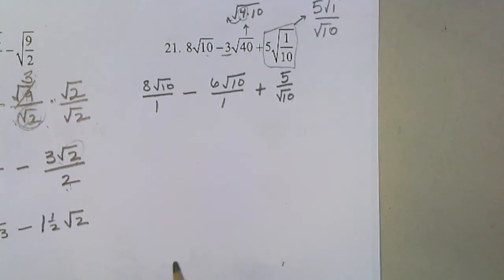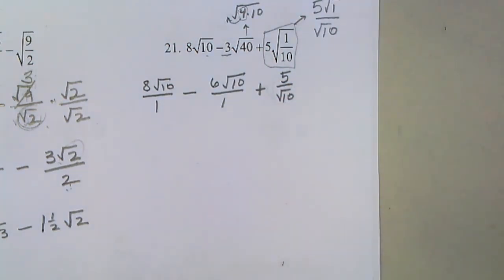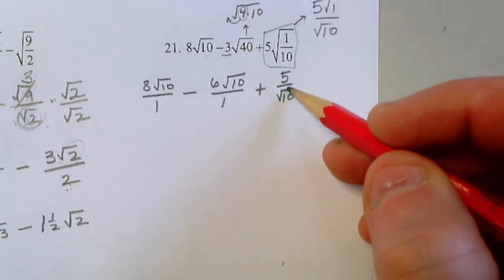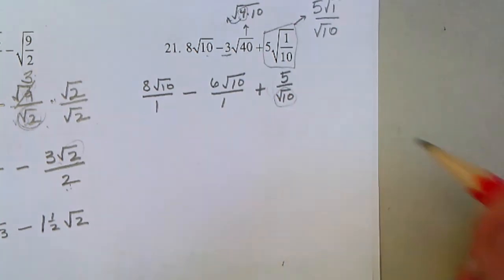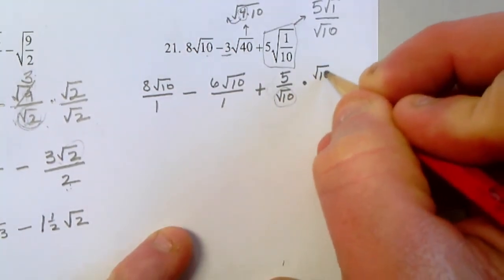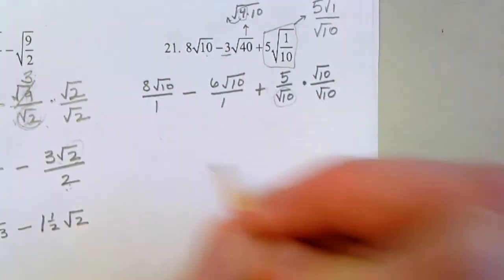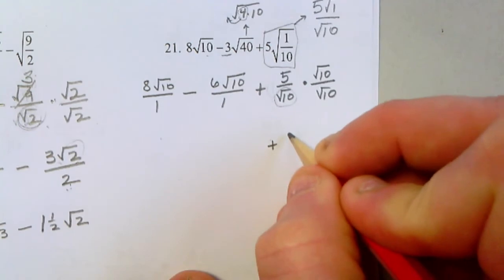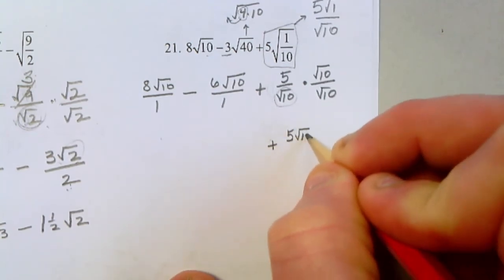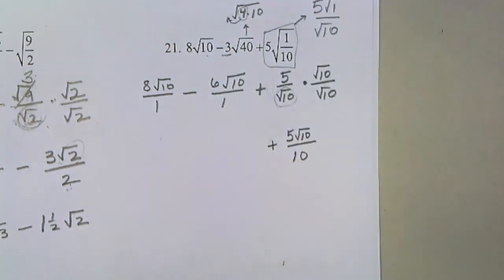Now, if I wanted to, let's see here. Let's work with this guy first. Let's go ahead and get this denominator out of there. How do I do that? Well, I'm going to multiply by radical 10 over radical 10. What does that give me? Well, that gives me 5 radical 10 over square root of 10 times square root of 10 is just 10. Okay?